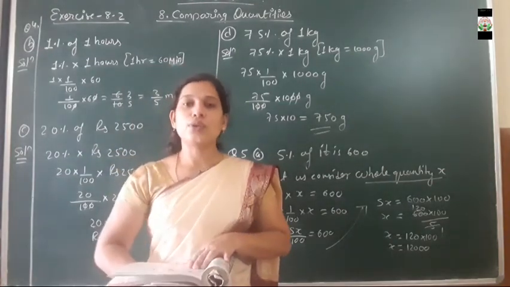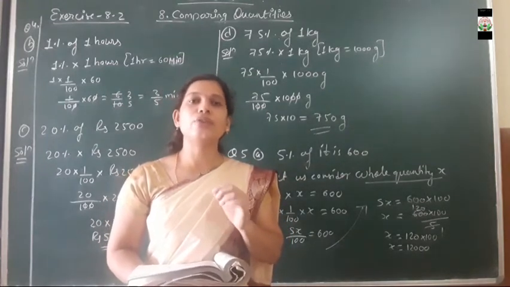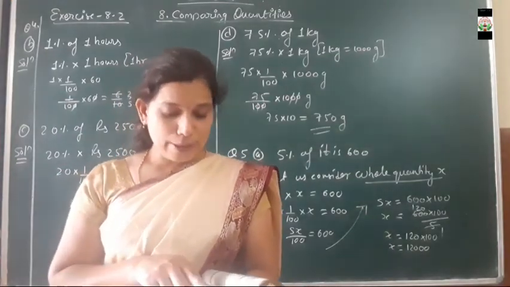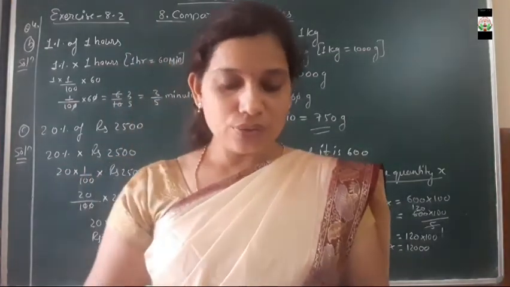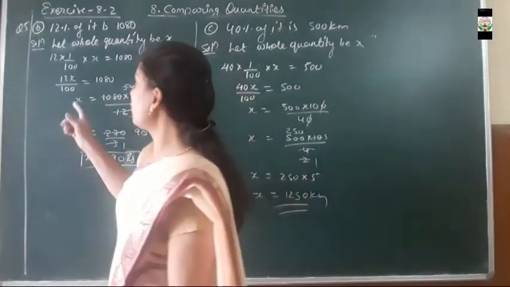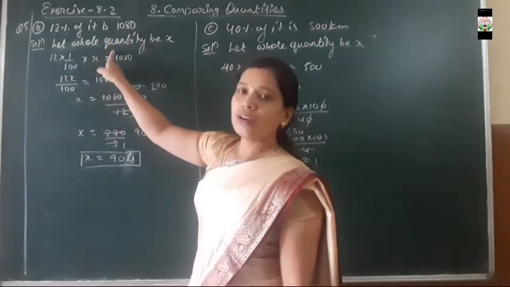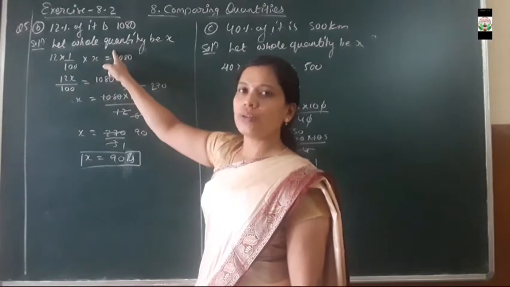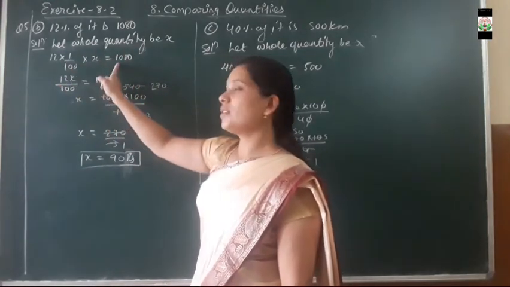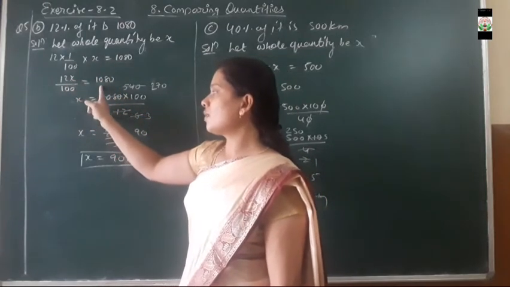So have you understood what is the meaning of whole quantity? The whole quantity you have to find out, you will consider as x. Clear everyone? Now moving towards the B part of the question, we are going to solve. Question number 5, B part. In question number 5 B part, 12% of it is 1080. As we have to find the whole quantity, let the whole quantity be x. So 12 into 1 upon 100 into x is equal to 1080. So 12x upon 100 is equal to 1080.